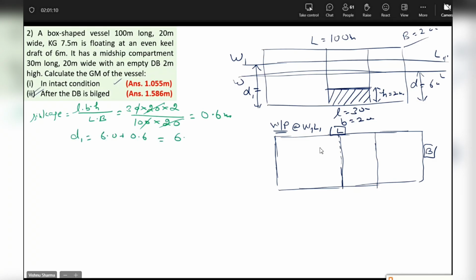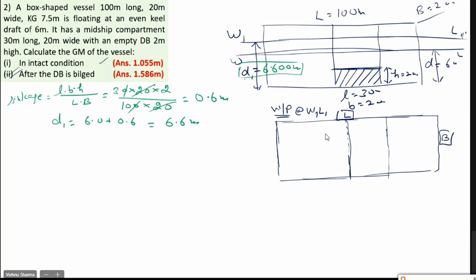Guys, anybody who does not agree that D1 will be 6.600 meters, you can get back to me. I'll be happy to answer. Everybody is good with it, guys? 0.6. Lost buoyancy in the numerator, LBH, intact water plane in the denominator, L into B, gives us 0.6, so that D1 becomes 6.6. Everybody's good with it? Yes, sir.